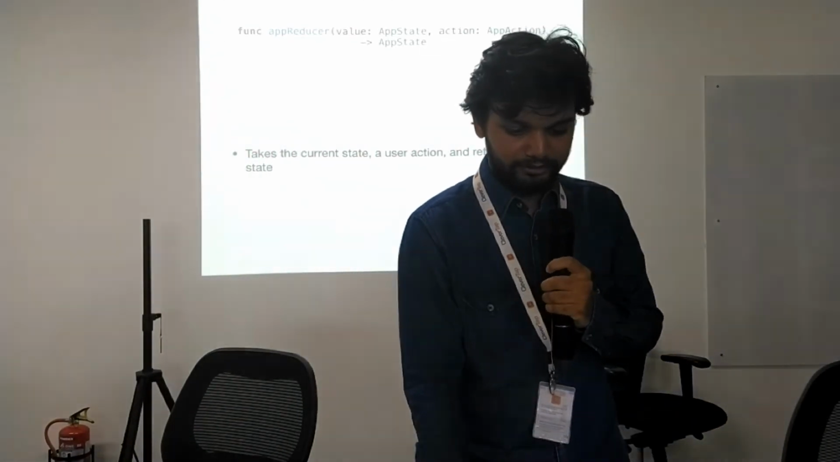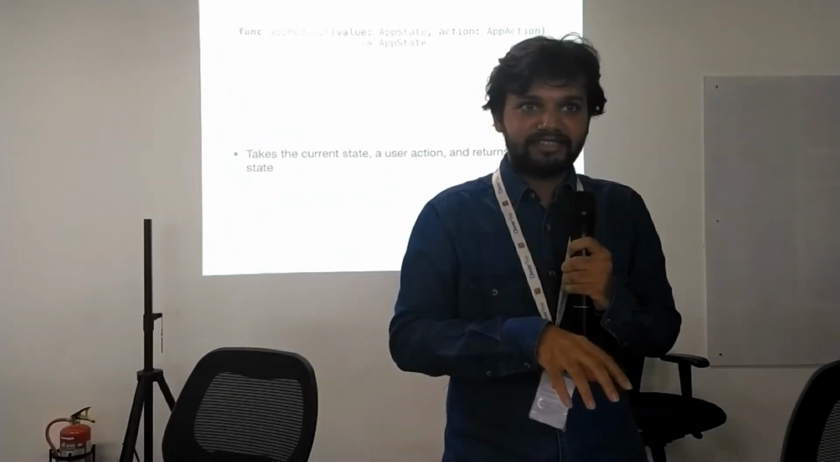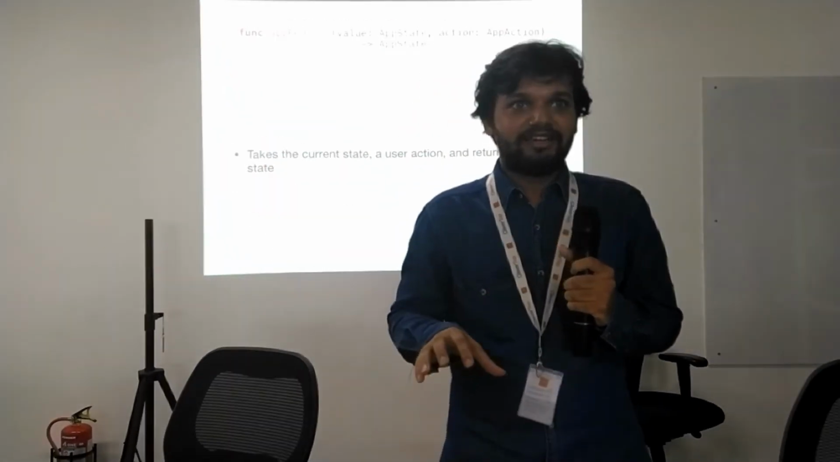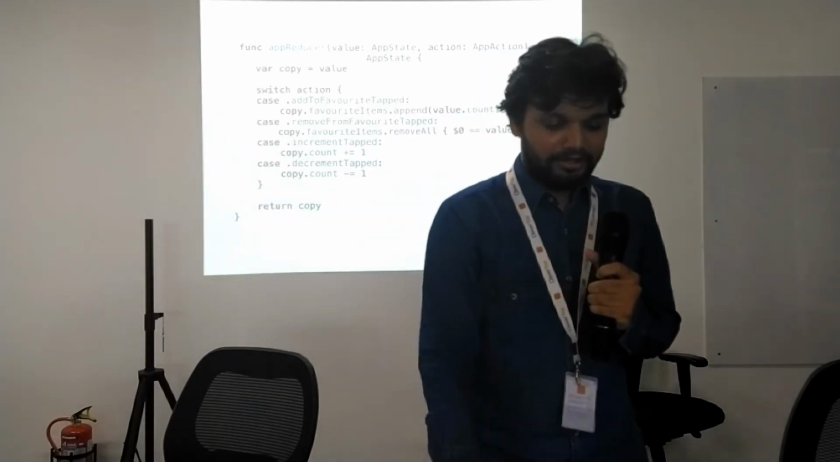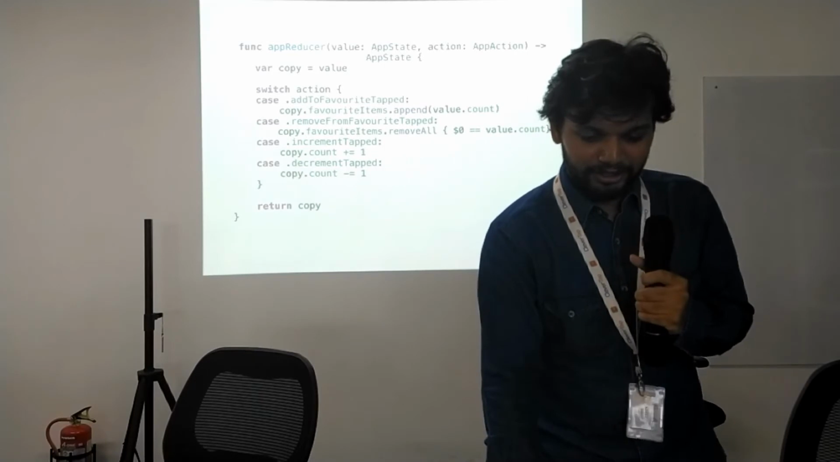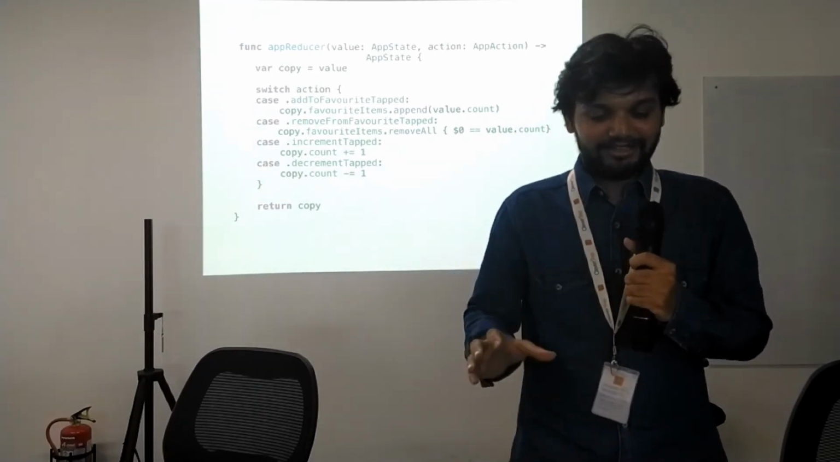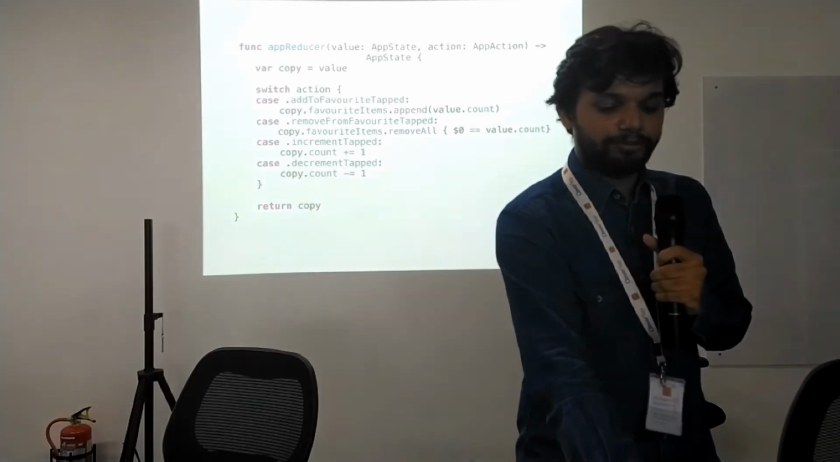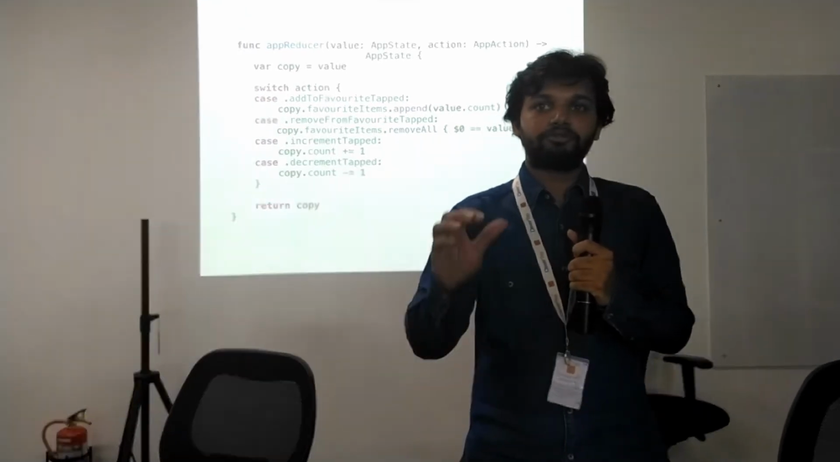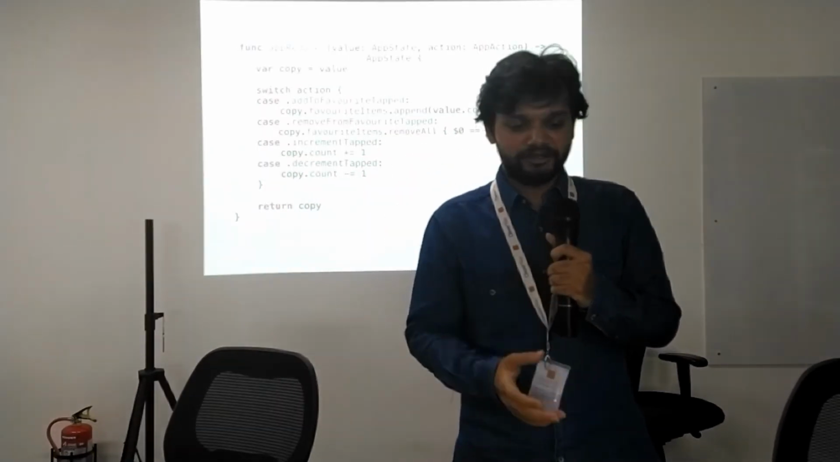So now we have the reducer function, and it takes a current state and a new action, and then it emits a new state. So now you define the reducer. You have a value of type current state and an action, and then you switch on the action. Now I took a copy of a value because I don't want to mutate the value in there, but you can mutate it.